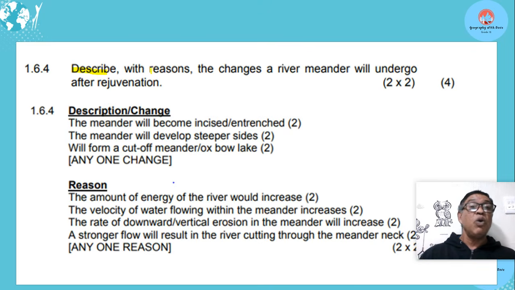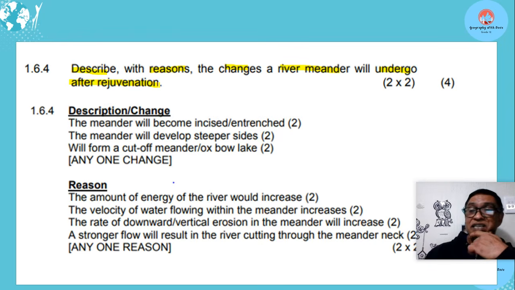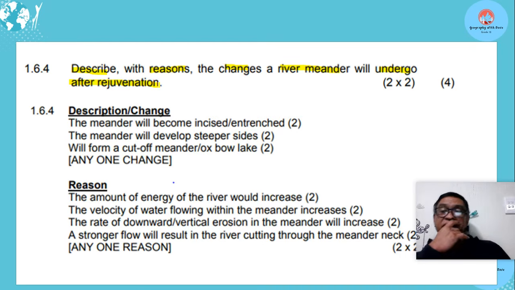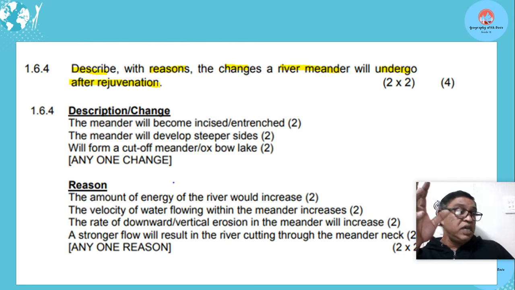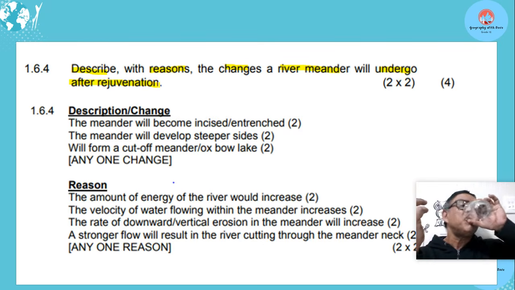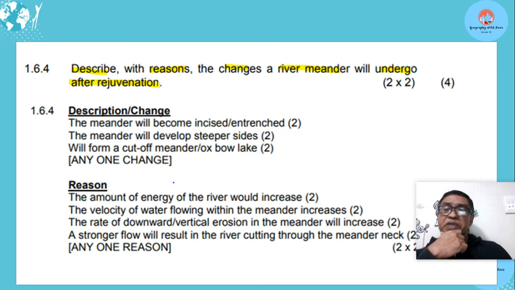Describe with reasons changes a river meander will undergo after rejuvenation. Notice what the examiner has done here. He's brought in the concept of rejuvenation. And this is why we need to integrate when we study our sections. We can't study them in isolation. We must try and link them. So we were doing this river grading and all of a sudden rejuvenation appeared. Is it unfair? No. So we're linking up.